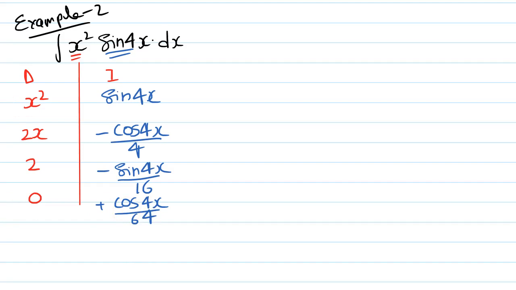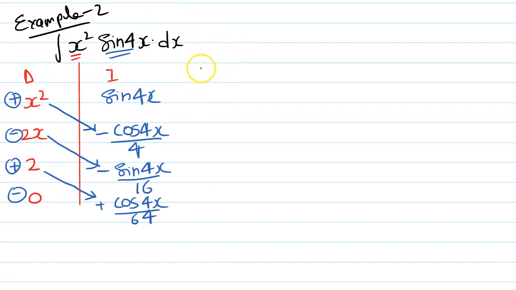Okay, so this is what we have done. Now what we need to do is put alternate signs here. So it is plus, then minus, then plus, and then minus, and then we'll multiply diagonally, this into this, this into this, and this into this. So integration, let's write down the question here.